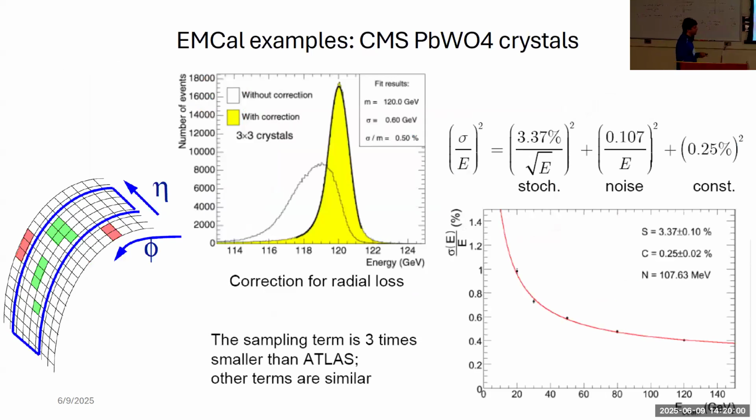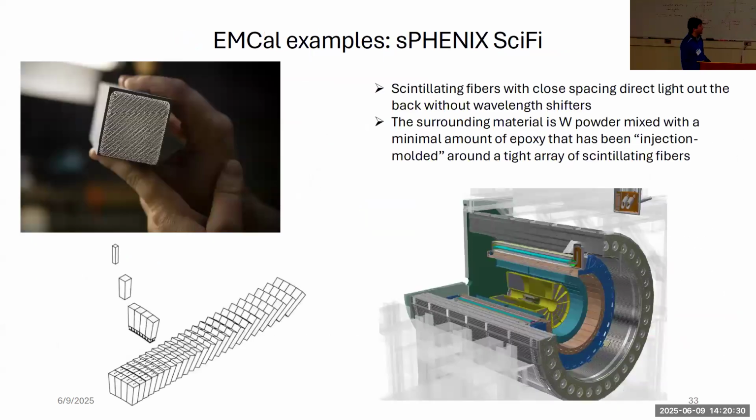Okay, another example of homogeneous calorimeters is this lead tungstate scintillator, which is used at CMS. You can see this is roughly the resolution they get, something on the order of 3% stochastic term. This is quite a bit better than, for example, what they have at ATLAS, where they use a sampling EM calorimeter.